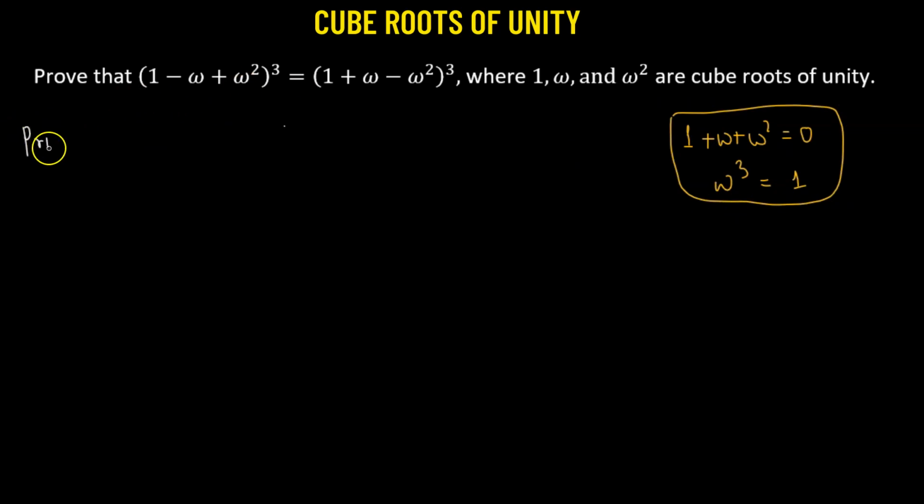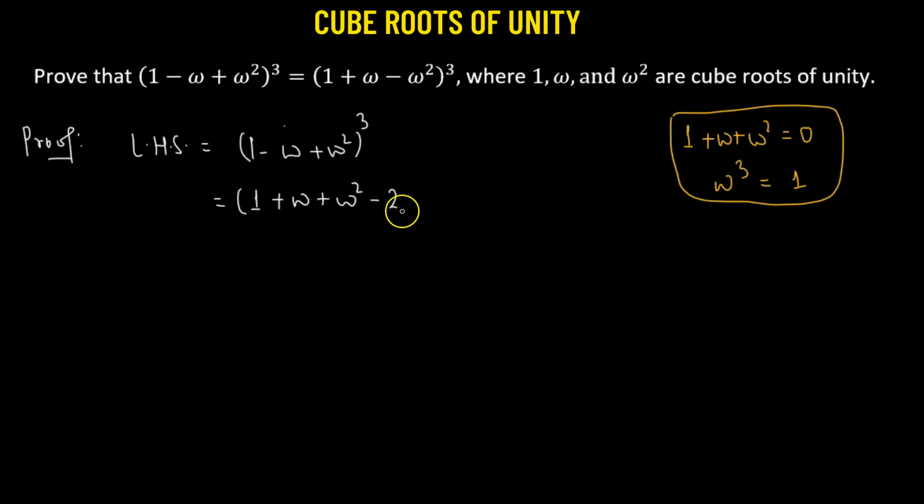So let's begin. We'll start from the left hand side. Here we are given (1 − ω + ω²)³. Now 1 − ω + ω², we can rewrite as 1 + ω² and, since we have negative ω, subtract 2ω from it, and raise it to the power of 3. In doing so, we have the sum of the roots, 1 + ω + ω², which goes to 0. So that leaves us with (−2ω)³.